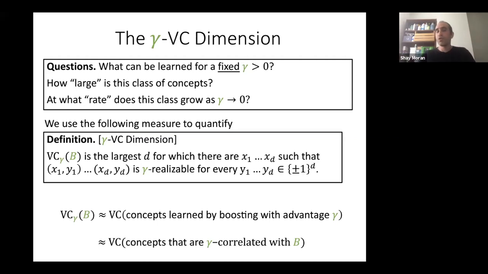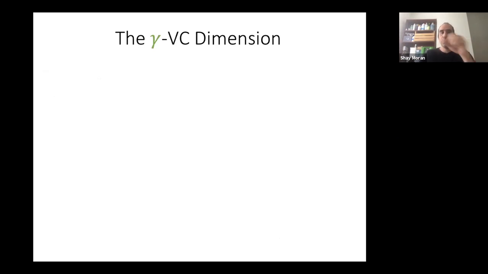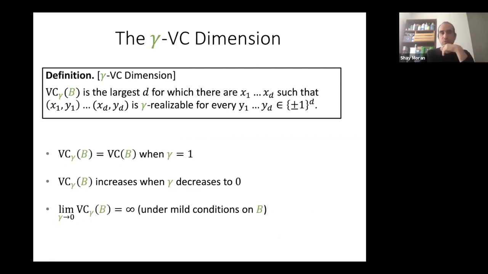All concepts that are gamma correlated with B, with the class. So this is the definition we said. Here are some basic observations. If gamma equals one, you just get the VC dimension of the class. And of course, when gamma decreases to zero, it increases because you can approximate more things, you correlate more things. And as we said before, as gamma goes to zero, the VC dimension goes to infinity, under these mild conditions that are satisfied by the basic classes.